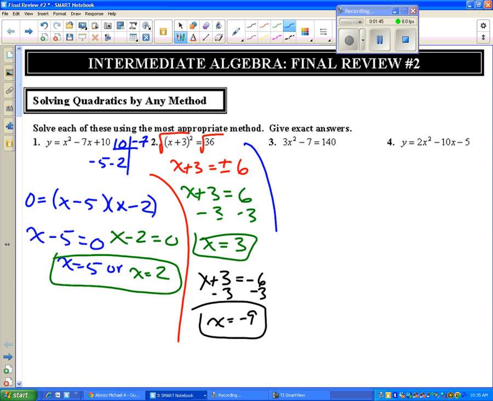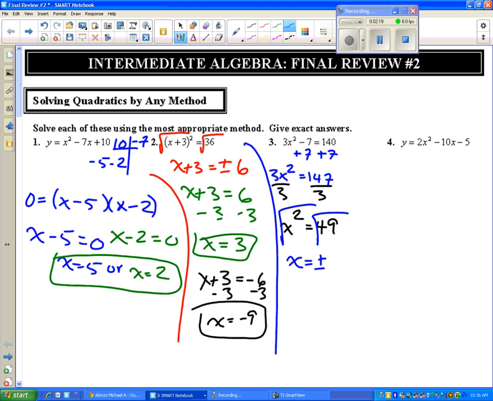Number 3, I want to get the x squared by itself. So I'm going to add 7 to both sides. You get 3x squared is equal to 147. We're going to get x squared by itself by dividing both sides by 3. I get x squared is equal to, use your calculator if you like, 49. I'm going to square root both sides. X is equal to plus or minus 7.